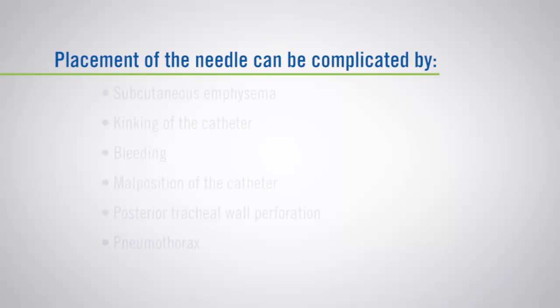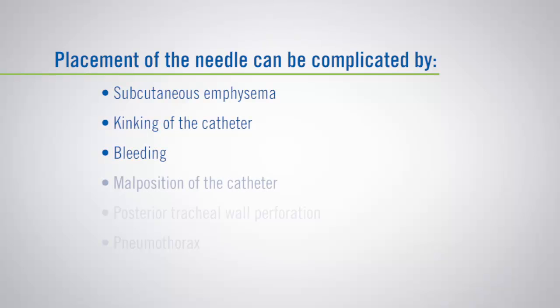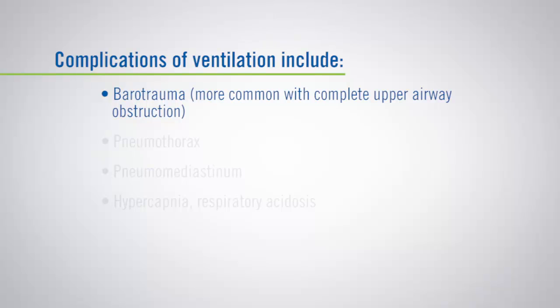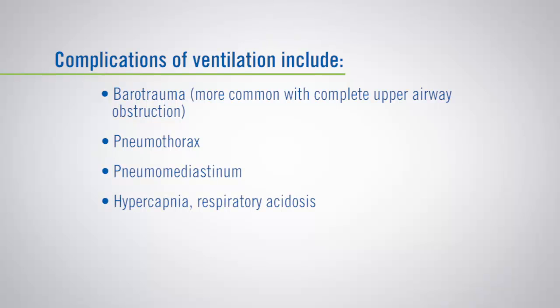Placement of the needle can be complicated by subcutaneous emphysema, kinking of the catheter, bleeding, malposition of the catheter, posterior tracheal wall perforation, and pneumothorax. Also, complications of ventilation include barotrauma, which is also more common with complete upper airway obstruction, pneumothorax, pneumomediastinum, and hypercapnia with respiratory acidosis.